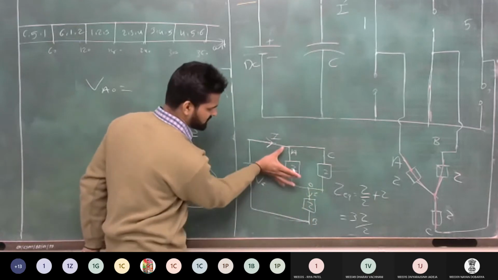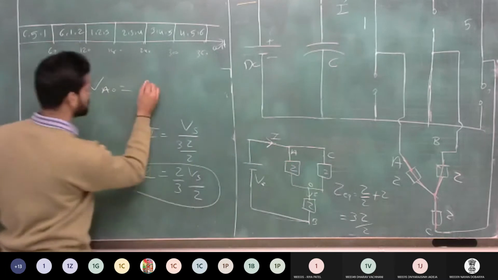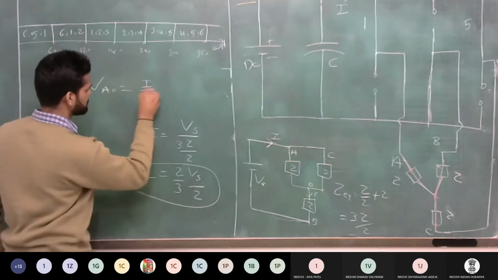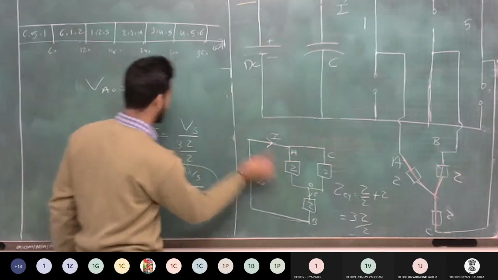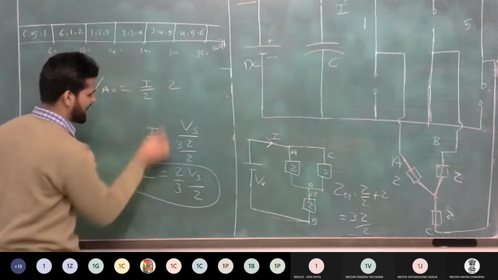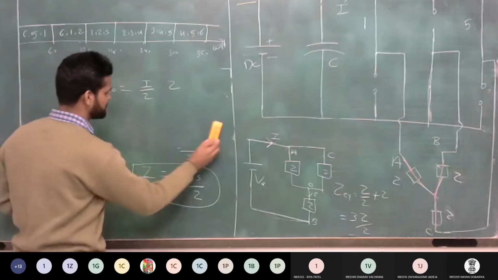So the voltage across phase A is the current into that phase, which is I by 2, into the impedance of that branch, which is Z. Clear? So what is I? 2 by 3 Vs by Z. Clear? So put this value here.